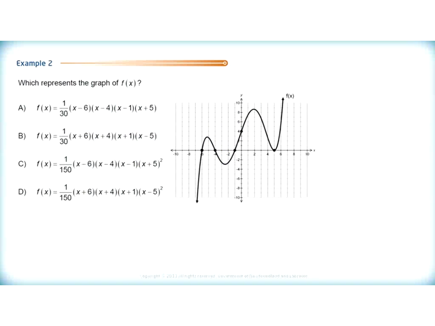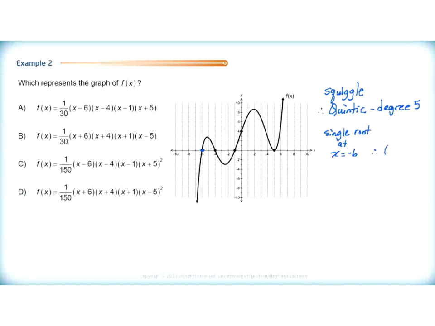In example 2, which represents the graph of f of x? As I look at the shape of this function, I see a squiggle, what I refer to as a squiggle. That tells me that we're working with a quintic function, which is of degree 5. I see a single root at x equals -6.